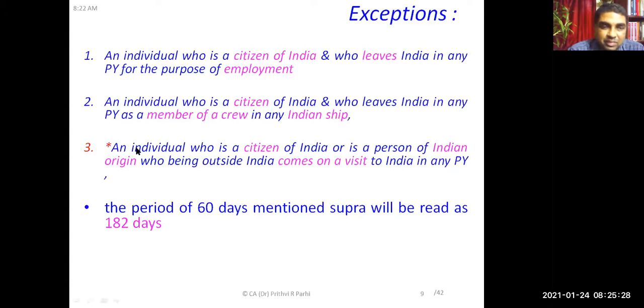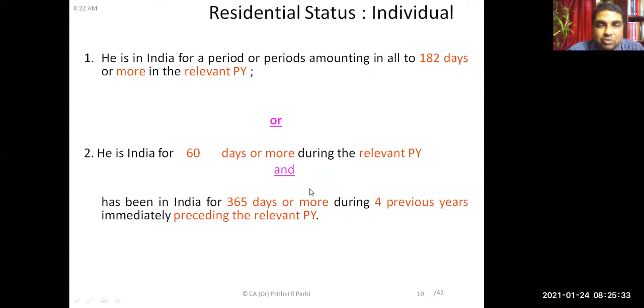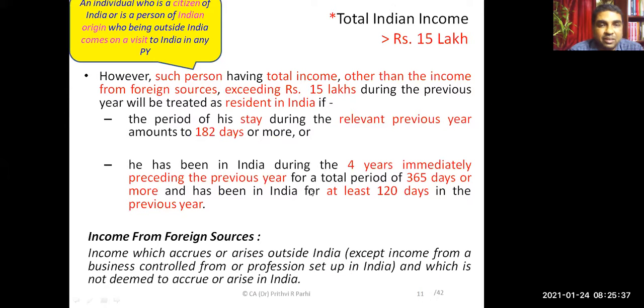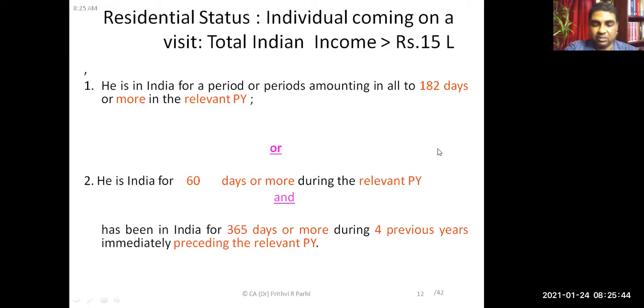Otherwise, he is not. But in the third condition, you know, there is an asterisk mark, some additional things you have to learn in connection with the third condition. Okay, third condition is that. Now let us quickly recapitulate about the third condition.